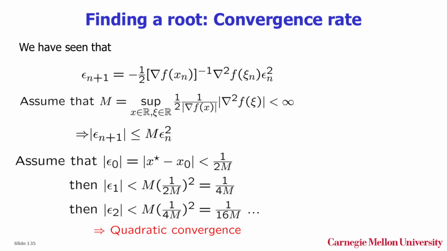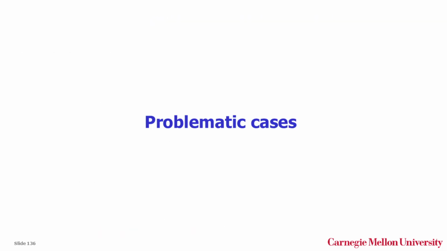We can see that epsilon n converges to 0, and moreover, the convergence rate is quadratic, according to the definition of quadratic convergence that we discussed at the beginning of the semester. We have seen that under certain conditions, Newton's method can achieve quadratic convergence, at least in one dimension. Now, let's examine some problematic cases where these conditions do not hold and see what kind of convergence behavior we can obtain.